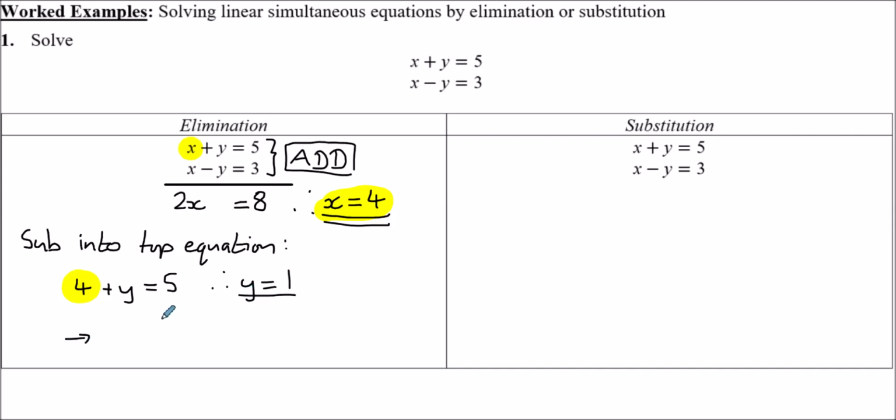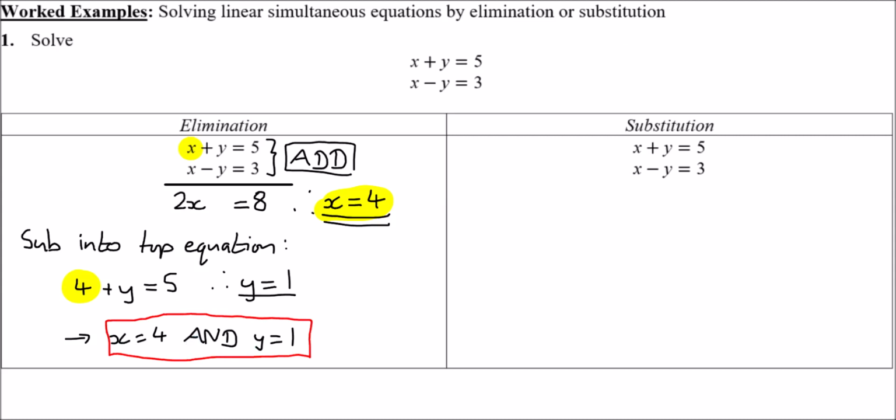So the solution set of these is that x equals 4 and y equals 1, which is exactly what we got from doing the graph in warm-up question 4. This is showing algebraically that x equals 4 and y equals 1.